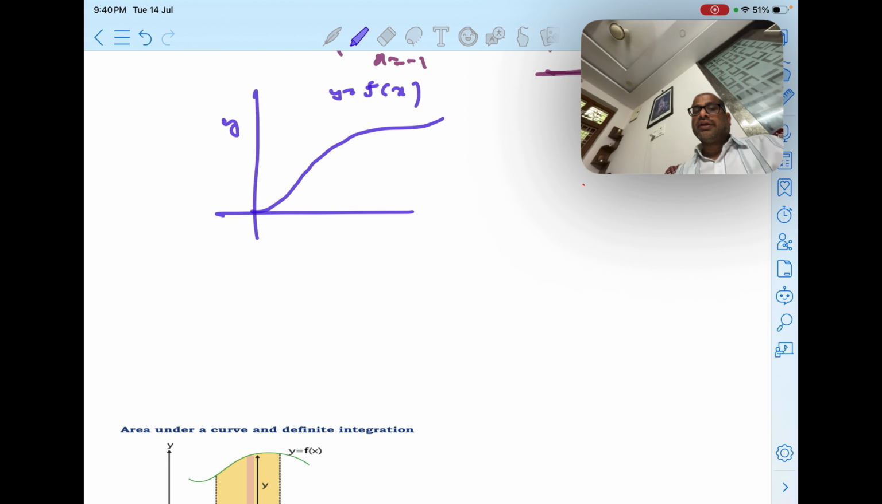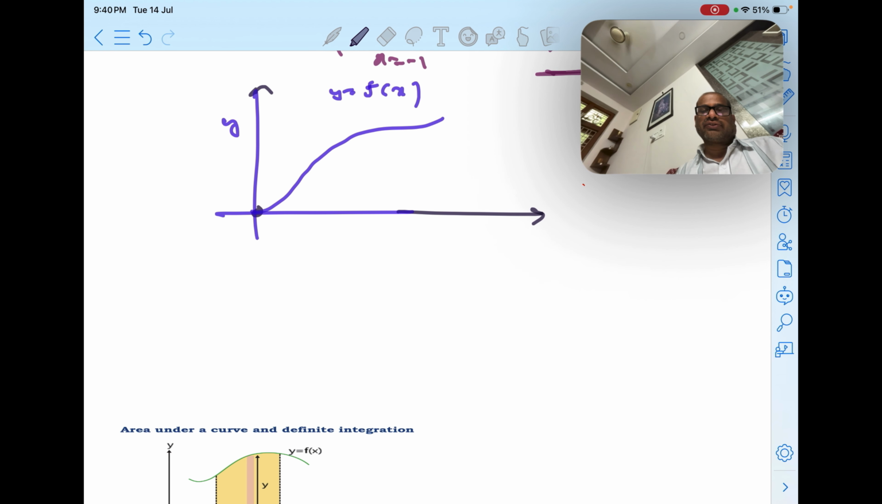okay, with y equal to f of x with x axis. So starting from, say, 0 to some value here, for example, I want to find this area. By the way, we don't have a standard formula.